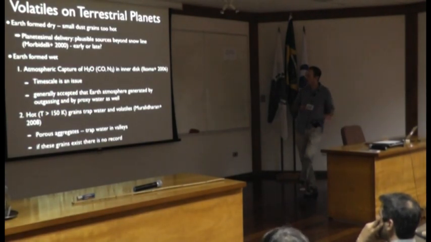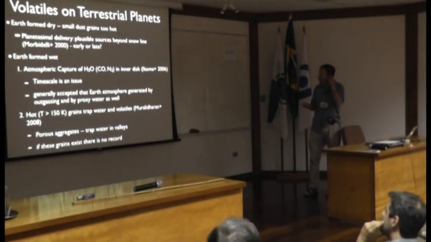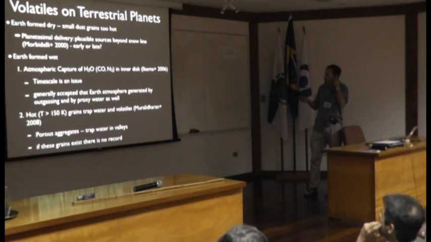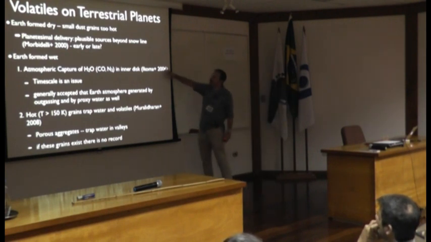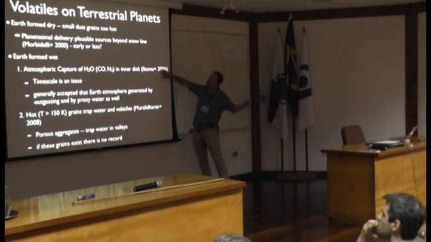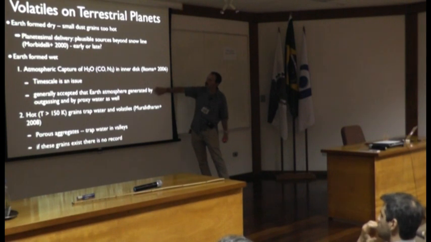So we want to make the Earth. The best way we could think of doing it is planetesimal delivery. There are other ways. You may have captured gas from the solar nebula, but again, as David talked about, we generally believe that if that happened, this was perhaps lost.